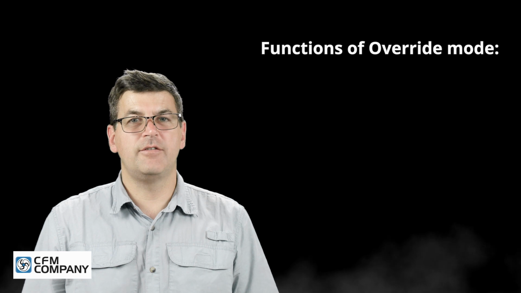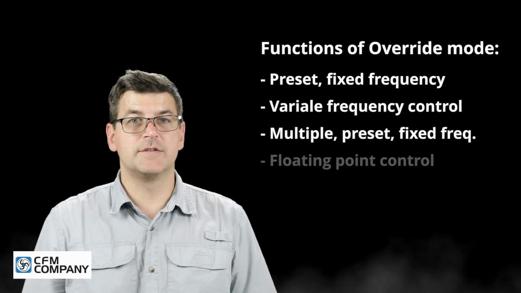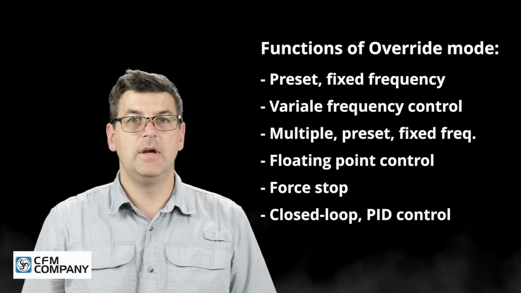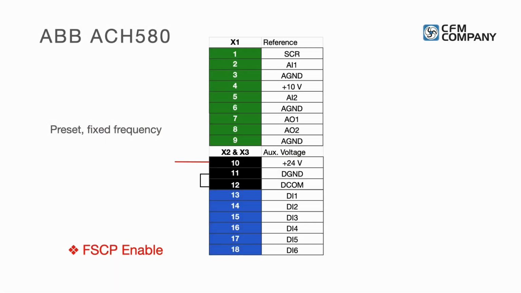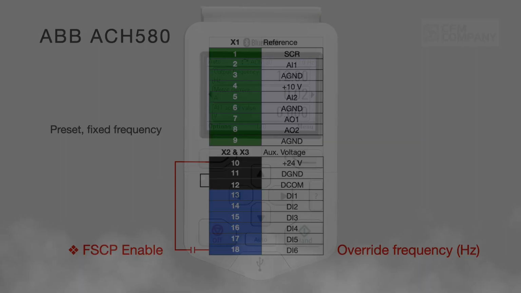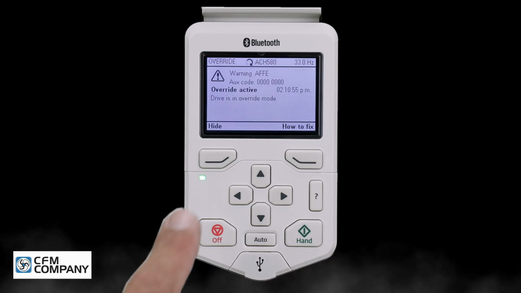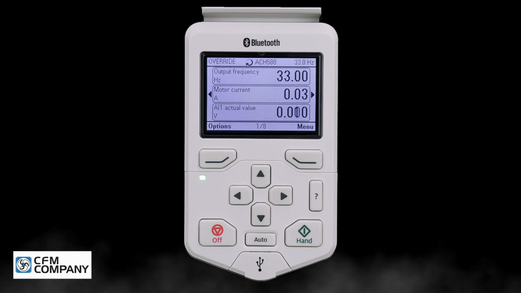The ACH580 features 7 override control options to meet the requirements of the system. The traditional preset fixed frequency is available. A normally open contact will close and override is activated. The VFD will run the motor at a single programmed fixed frequency.